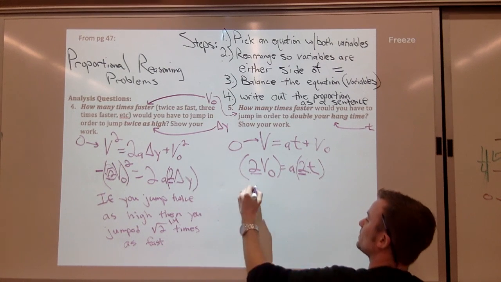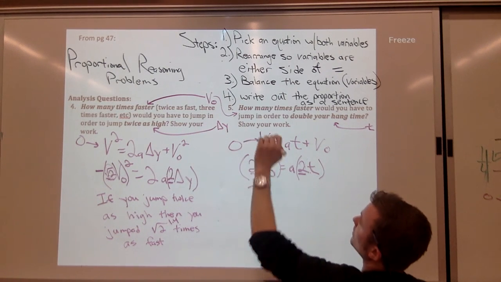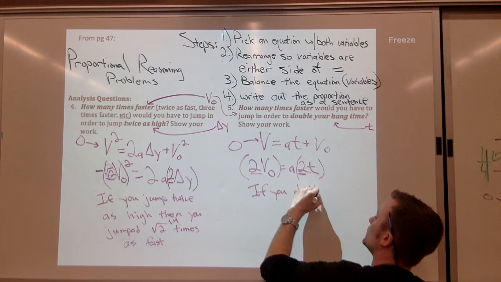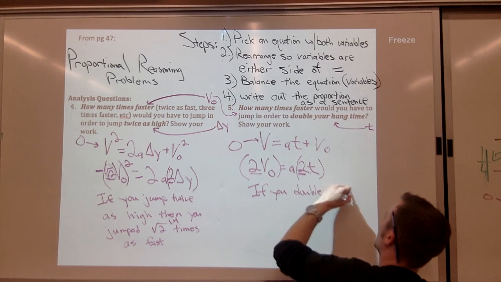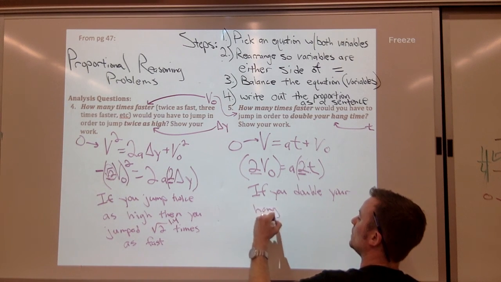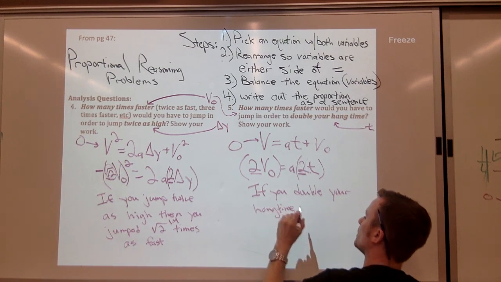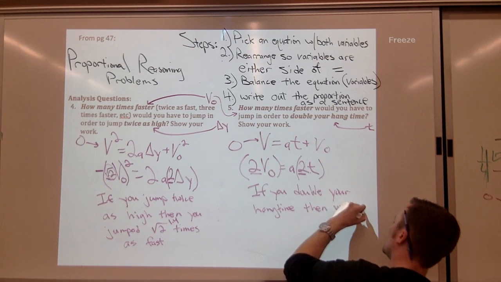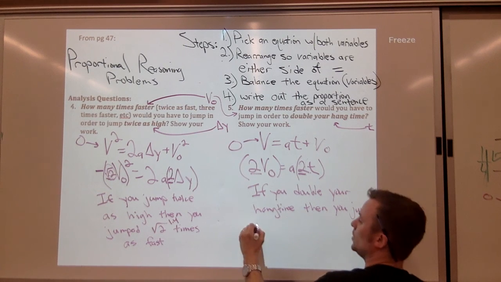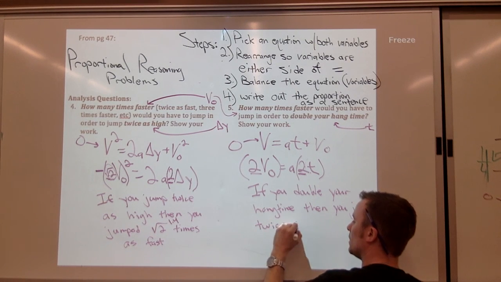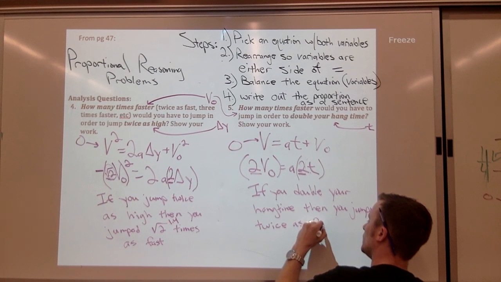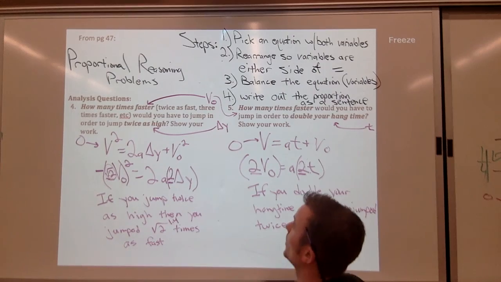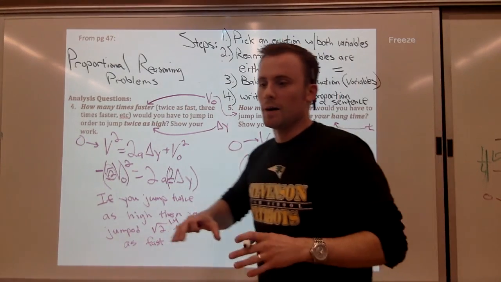So basically, step 4, writing out the proportional sentence: if you double your hang time, then you jumped twice as fast, or 2 times as fast. That's how you do proportional reasoning problems.